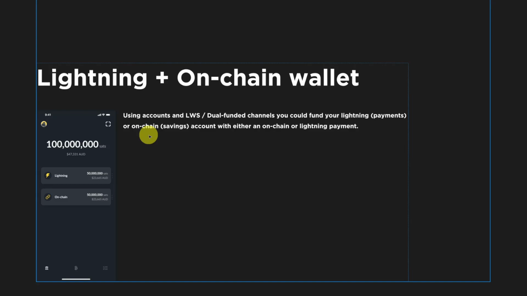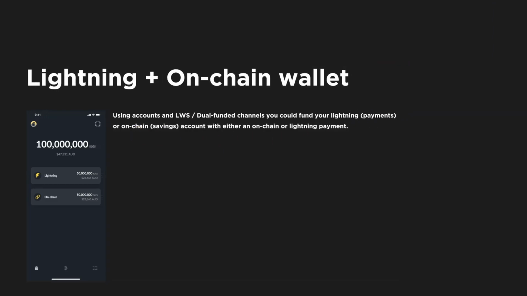But it's a little bit out of the scope of what I'm talking about. I was focusing on Lightning first, where all the funds are in Lightning, but it's just something to consider with Lightning and on-chain wallets, which will probably become more of a thing in the future.